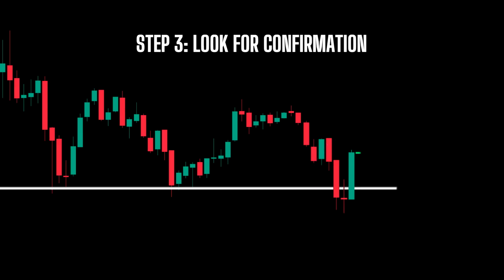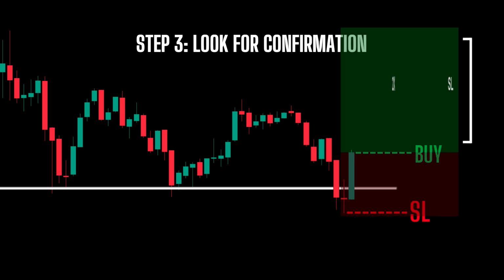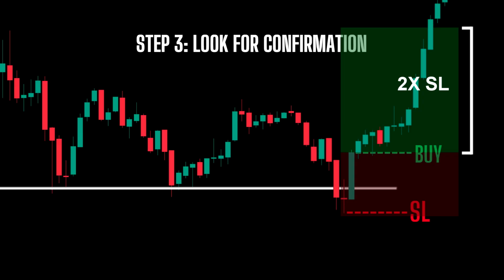You can enter a buy position at the high of the 3rd candle, place a stop loss at the low of the 2nd candle, and set a take profit target at twice the size of the stop loss. As you can see, after our entry, the price moved up, hitting our take profit target.